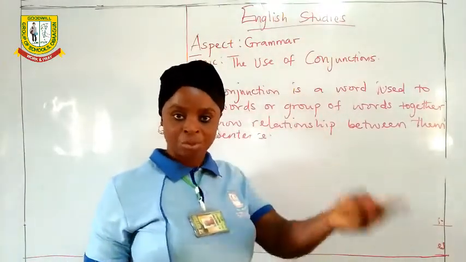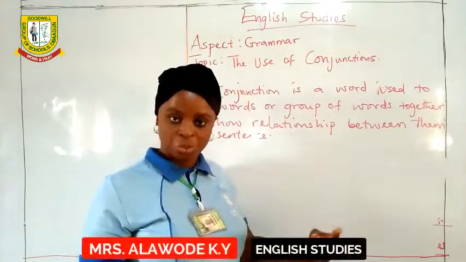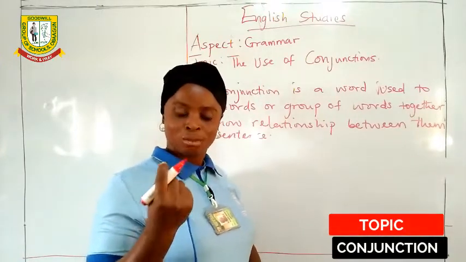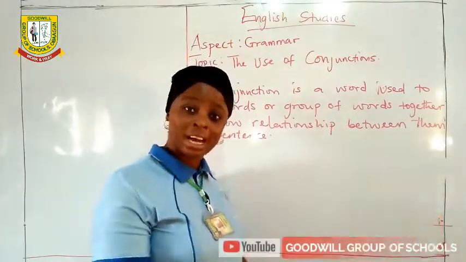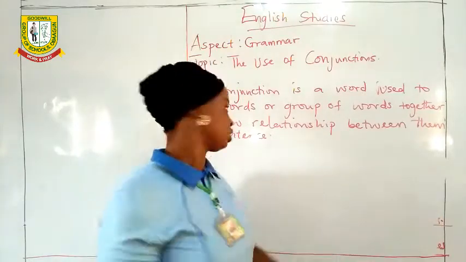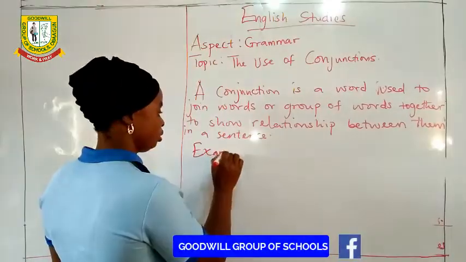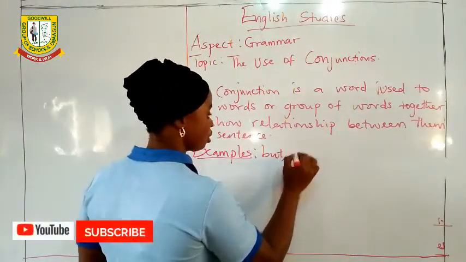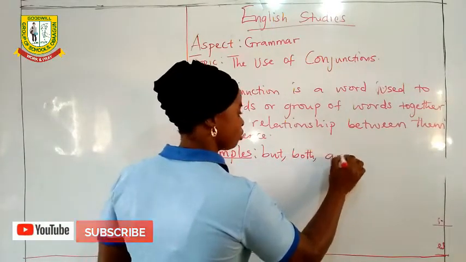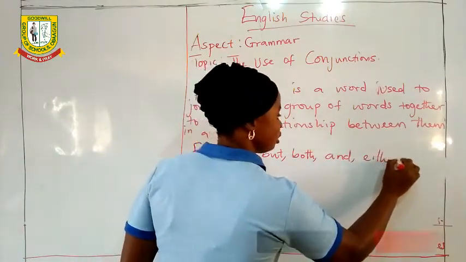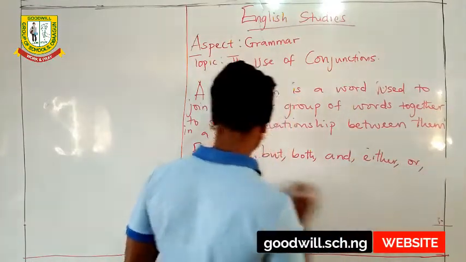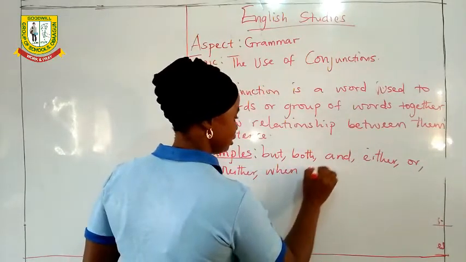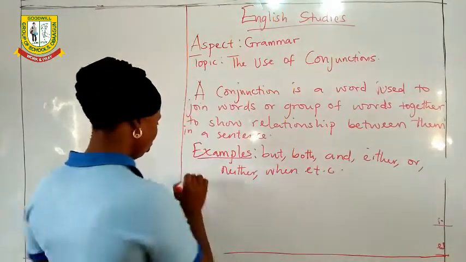And I've given the examples of conjunctions to be and, but, both, when, before, either, neither, and so on and so forth. Like examples: both, and, either, or, neither, when, etc.